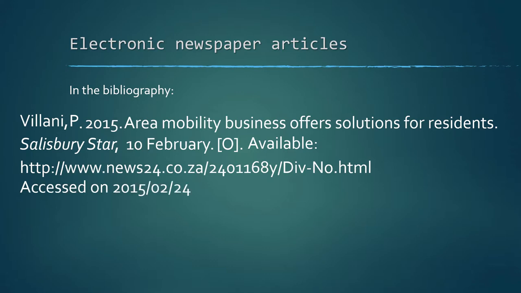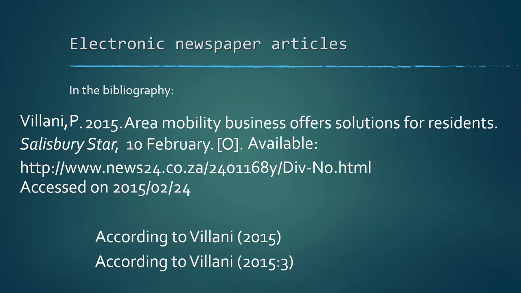Now, whether you found the newspaper article online or in hard copy, your in-text reference will stay much the same, with the exception of an electronic article not having a page number in its reference, where the reference to the hard copy article will.